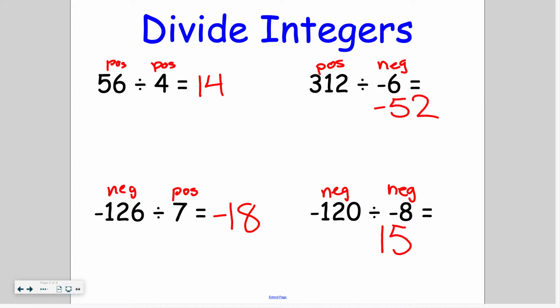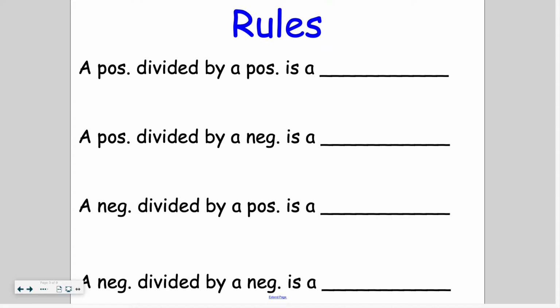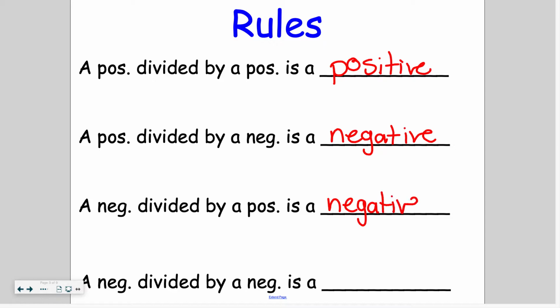To summarize the rules in terms of positive and negative: a positive number divided by a positive number is still positive. If you take a positive number and divide it by a negative, it's going to be negative. If you flip-flop that and take the negative and divide by the positive, it is still going to result in a negative. And if you have a negative and a negative, you end up with a positive. So similar rules to multiplication.